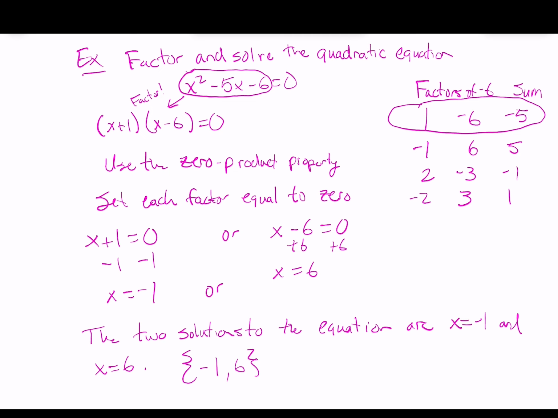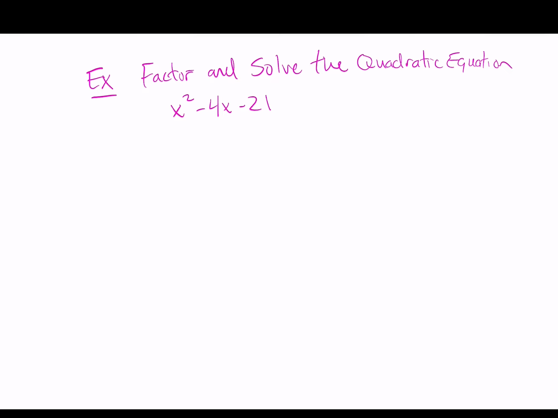Let's try another example. In this example, we want to factor and solve the quadratic equation x squared minus 4x minus 21. So again, we have a leading coefficient of 1, and we need to find the factors of -21 and the sums of those factors. What are the factors of -21? Well, there's 1 and -21, -1 and 21, 3 and -7, and -3 and 7.